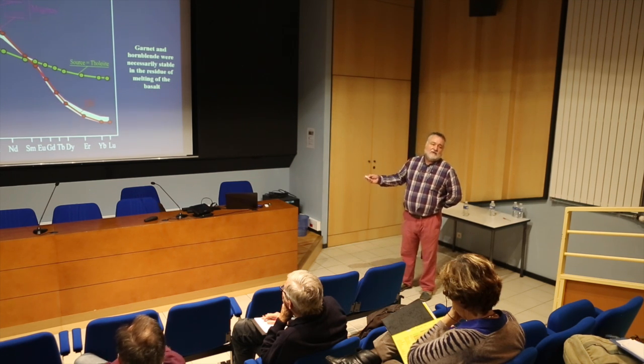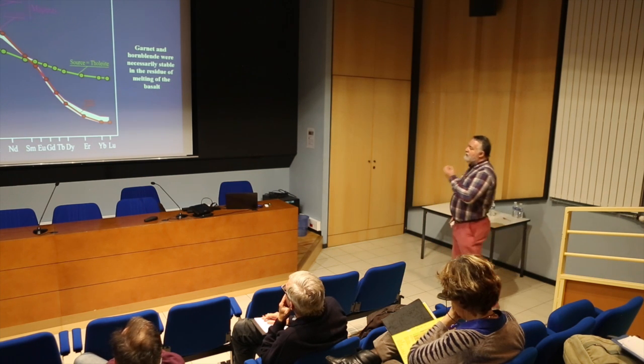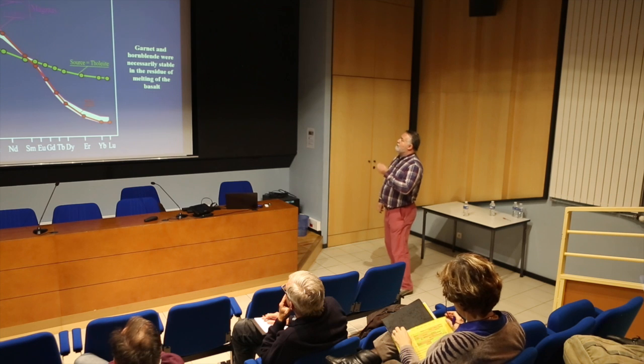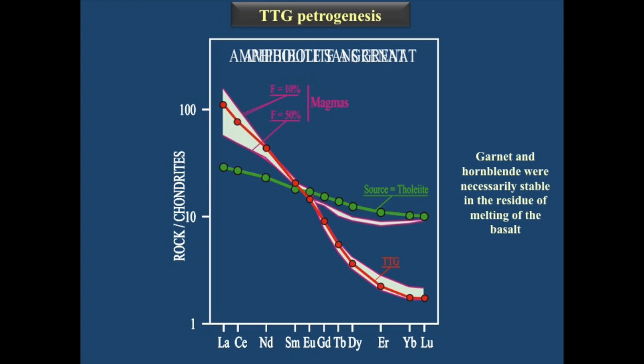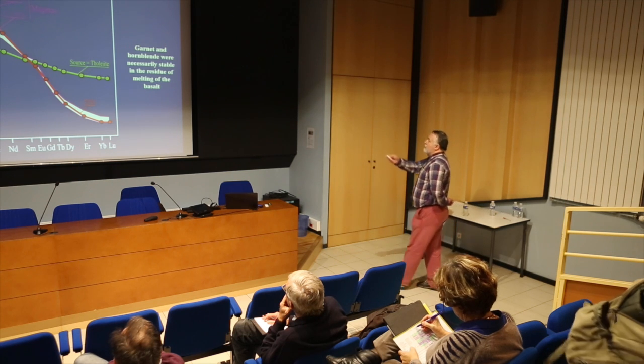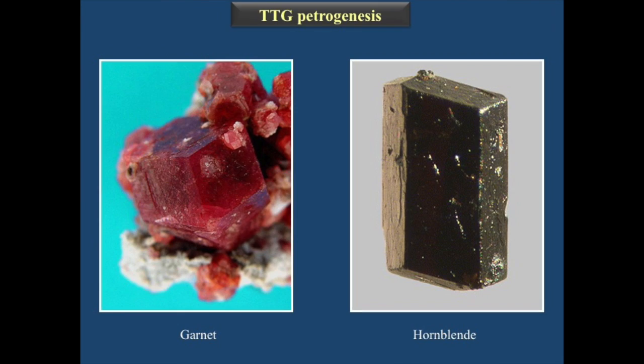So this is something very important. The source for Archaean TTG must be melting of a basalt transformed into garnet-bearing amphibolite. And the point, extremely important, is that we need garnet and hornblende in the residue of melting. This is what is said by this modeling. So, okay, we need garnet and hornblende.